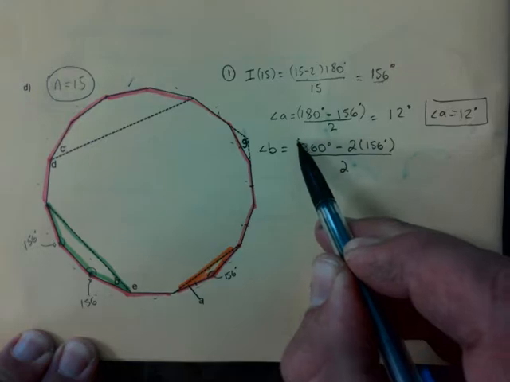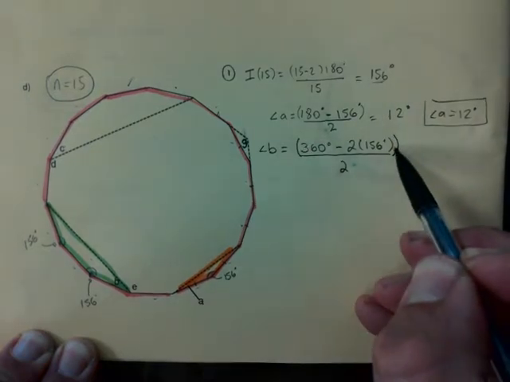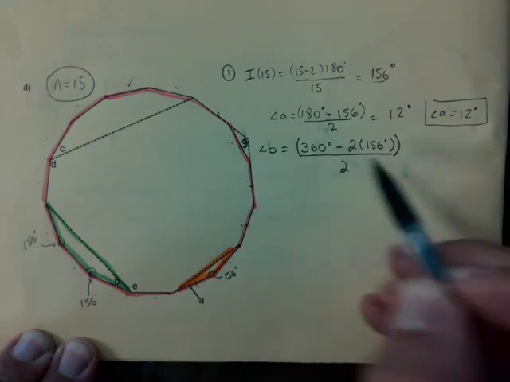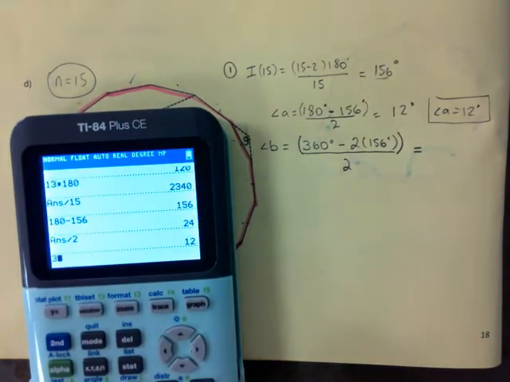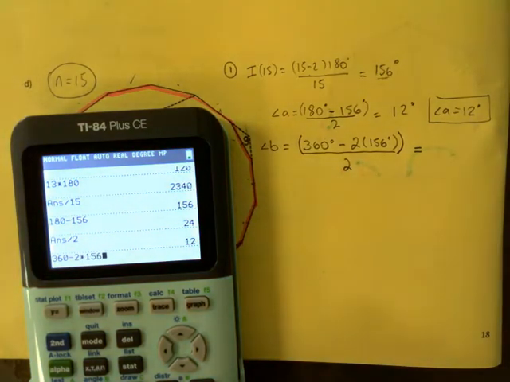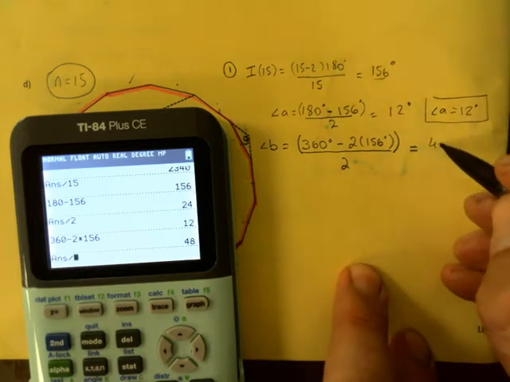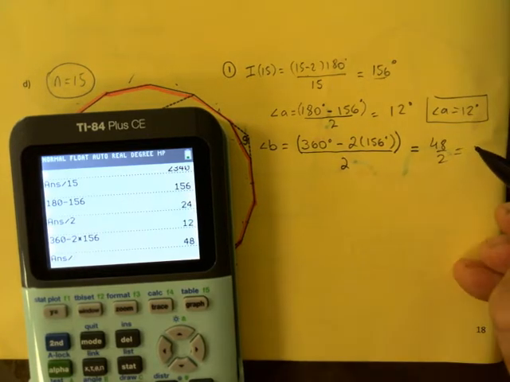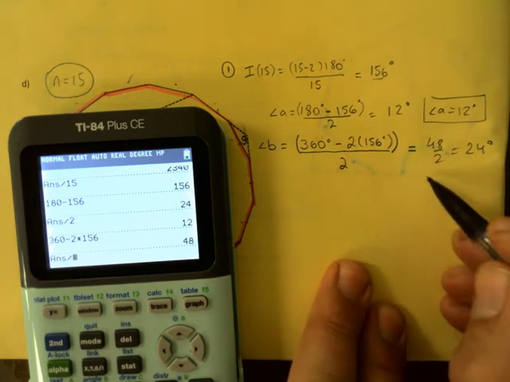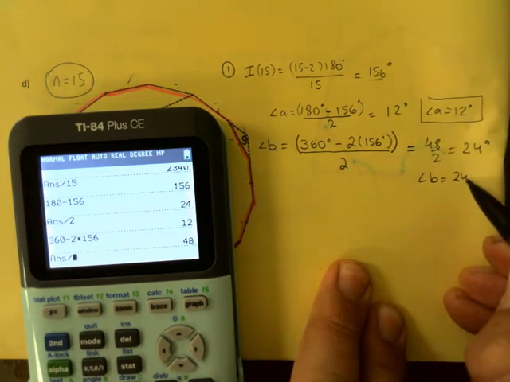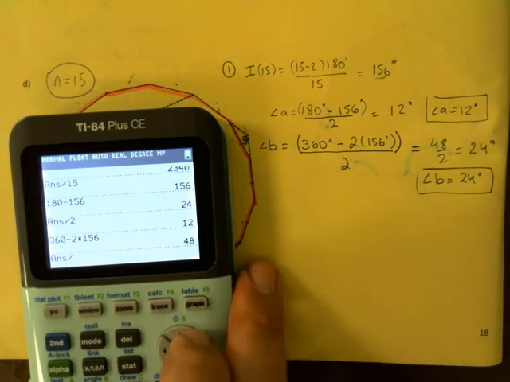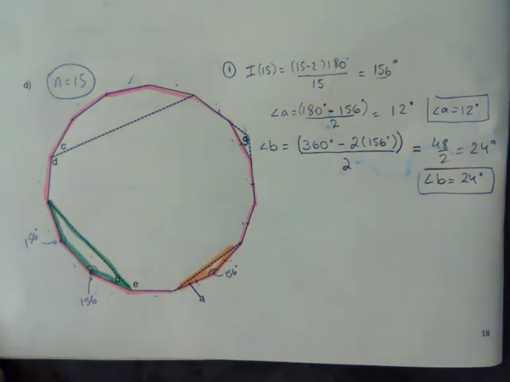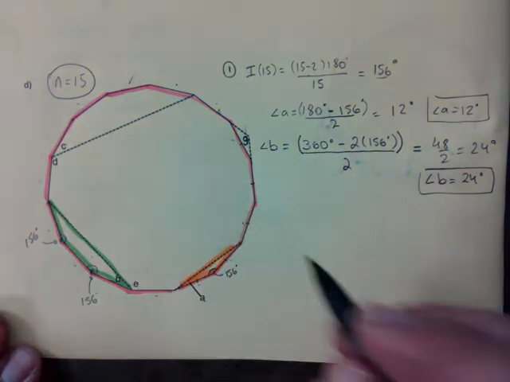Okay, I'm going to put some big brackets around whatever's happening at the top because it's kind of busy there, right? And then you get 360 minus 2 times 156, and then I divide that in half. So it'll be 48 divided by 2, which is 24 degrees. And then I just state that angle B is 24. So there you have it. Next, I will do C here.